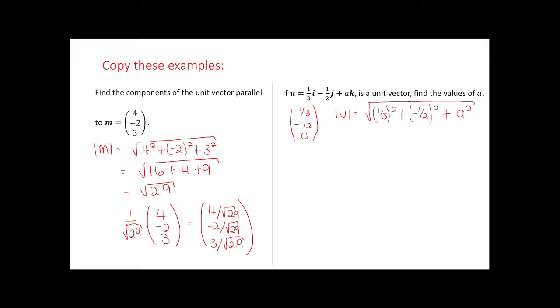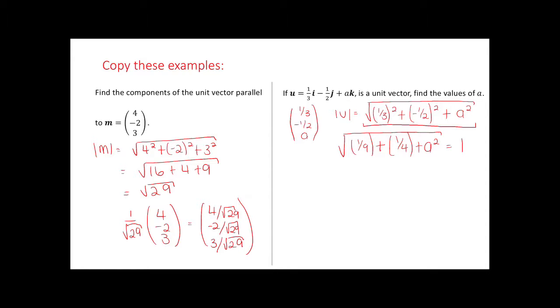But we know that this is a unit vector, so that means that the equation for the magnitude is going to be equal to 1. So I'm going to start simplifying and I'm going to set it equal to 1 in the next step. So 1/3 squared is 1 over 9, plus 1/2 squared is 1 over 4, plus a squared. And we know that because it's a unit vector, that's going to be equal to 1.